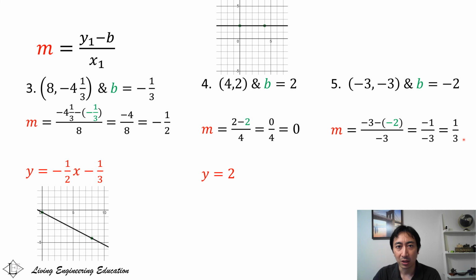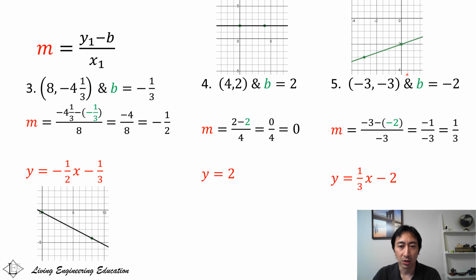So if I plug this into my linear equation, I get y equals 1/3 x minus 2. So we take a look at our graph again, we'll see here's our point, -3, -3, and then here's our y-intercept at -2. So you can see the process is relatively straightforward once we know our equation for the slope.